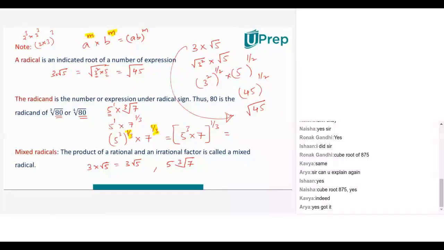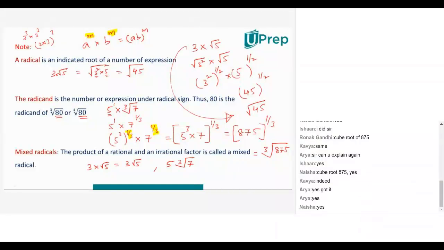Now what is 5 cube? 5 cube is 125. 125 into 7 is 875. Basically it's 875 to the power of 1 by 3, which can be written as cube root of 875. Is everyone okay? Please mention yes in the chat box quickly. Arjun, you're not responding. Alex, you're not responding. Kirtana, all okay? Very good.